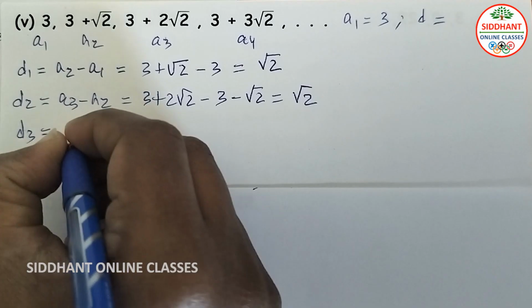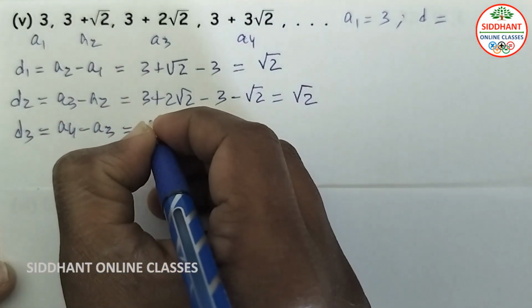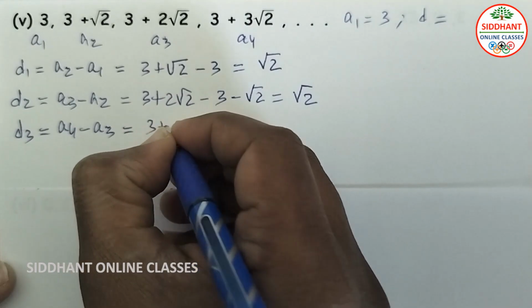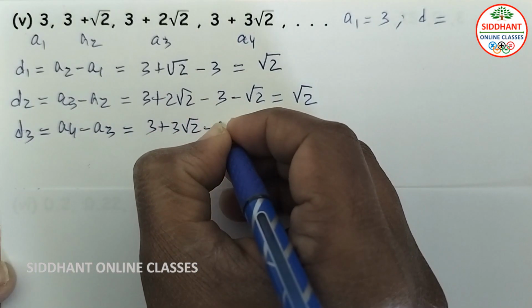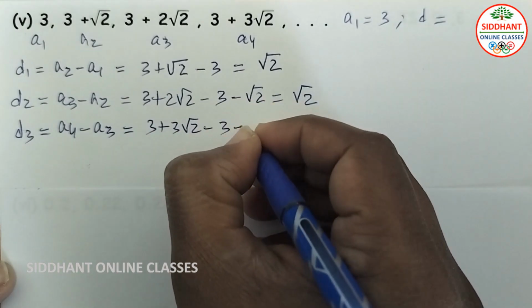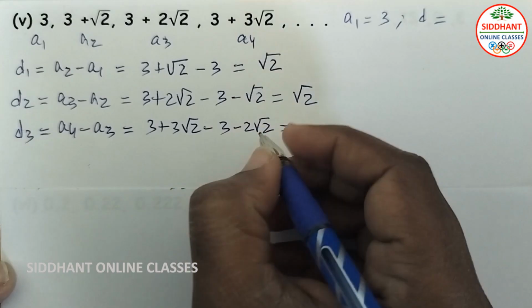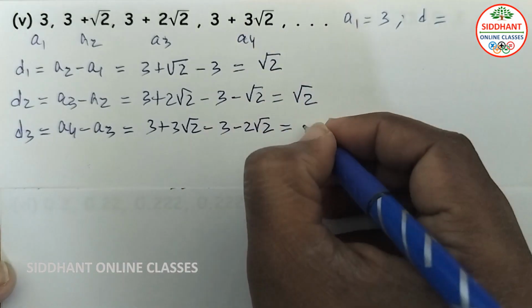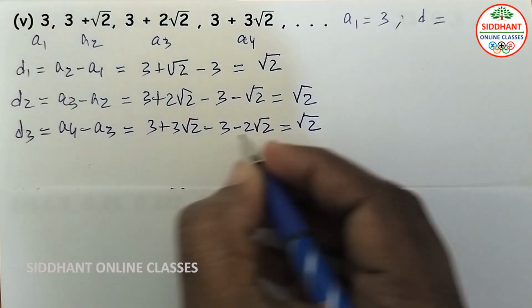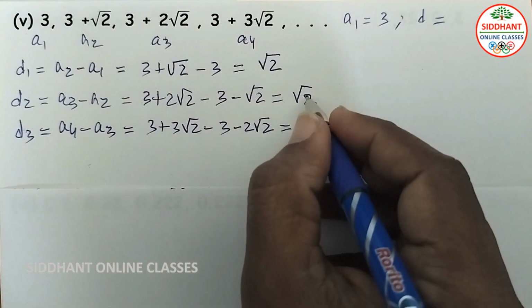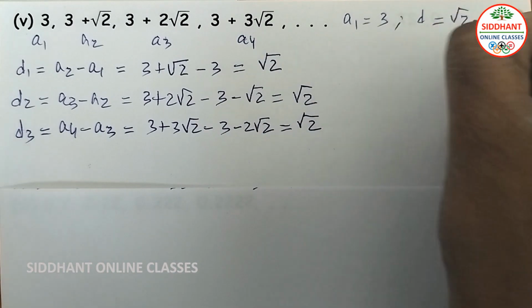D3 is A4 minus A3, that is equal to 3 plus 3 root 2 minus 3 minus 2 root 2. That is, 3 cancels, 3 root 2 minus 2 root 2 will be root 2. So root 2 will be the common difference. So D is root 2.